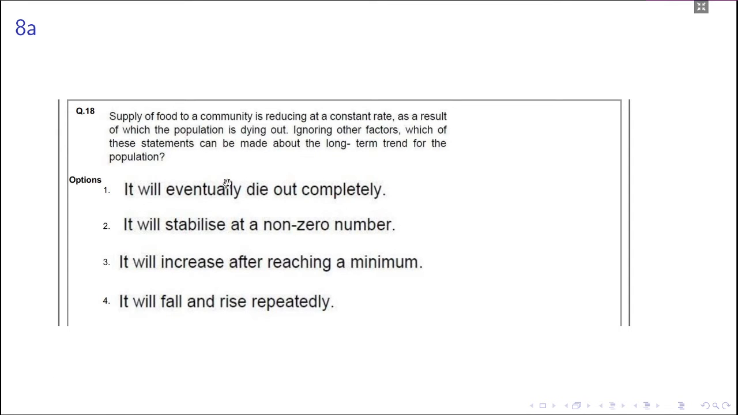And this is also very simple. It says the supply of food is reducing at a constant rate. So it's basically going down in a straight line, and at some point it will become 0. Then it asks what happens to the long-term trend of the population. When the food becomes 0, the population cannot survive, so it has to die out. So option 1 is right.